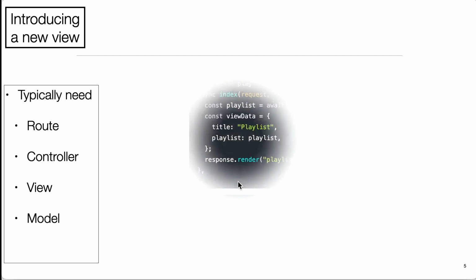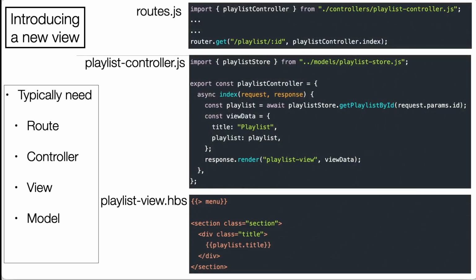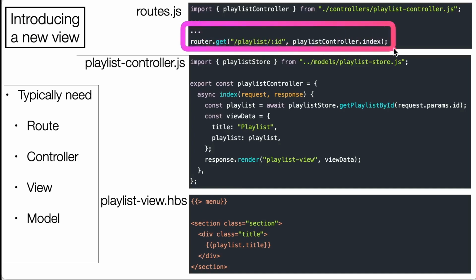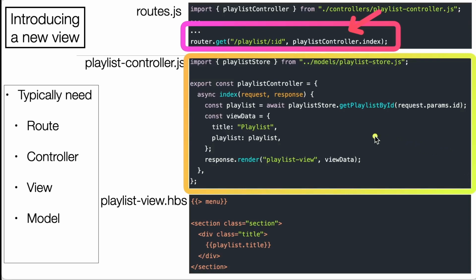So let's look at this one. The route is going to be a new playlist route. We see it here, and it's identifying a controller, a playlist controller, and its index method. So we can see that there. This is a playlist controller. Then immediately underneath we have familiar structure: import the playlist store, declare the playlist controller. The index method is retrieving the playlist from the store, and then building a view data object and sending that view data object to the render method to the new view, the playlist view.